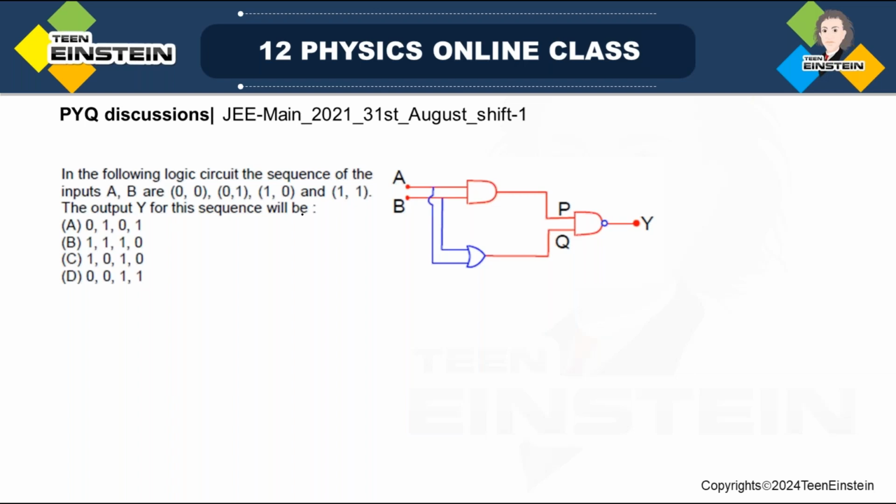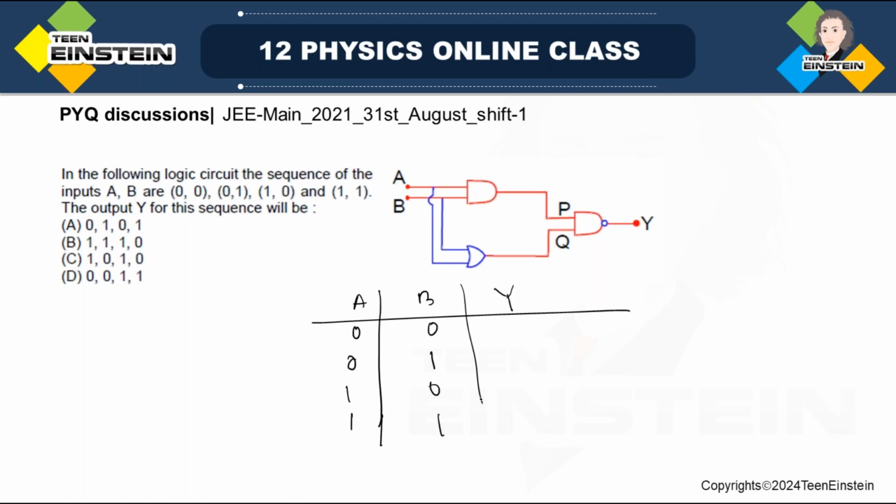Okay, so we have to basically write down the truth table for this. So this is A, this is B, and say this is Y. A B: 0 0, 0 1, 1 0, and 1 1. For this I have to write down the truth table. So first of all, let us just find out what Y is.